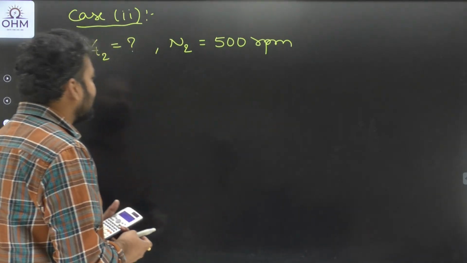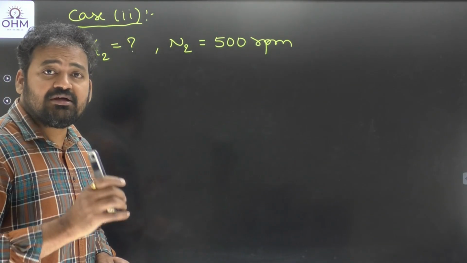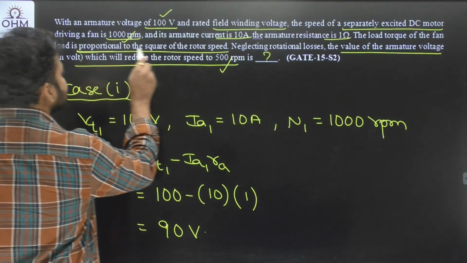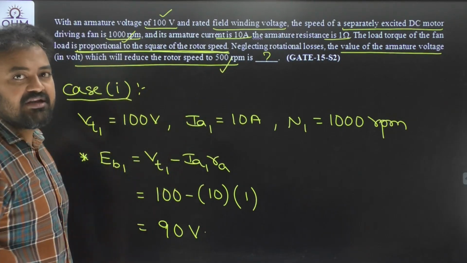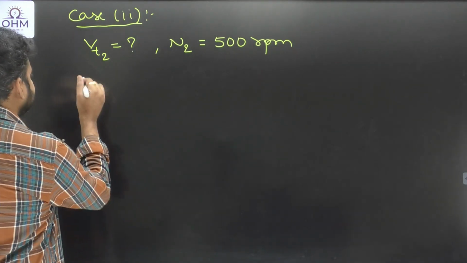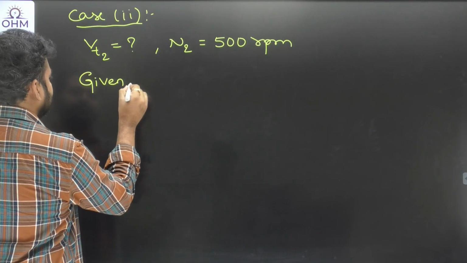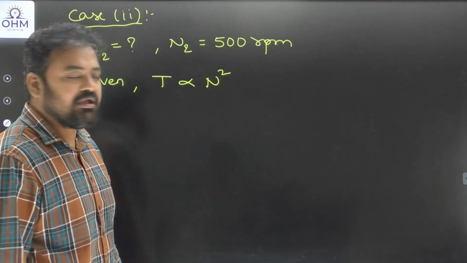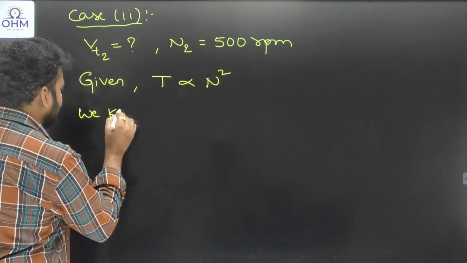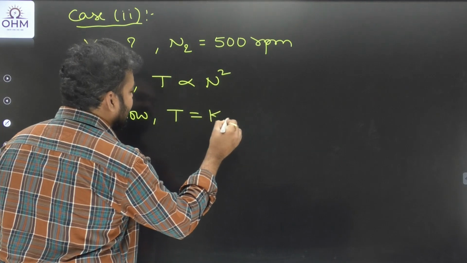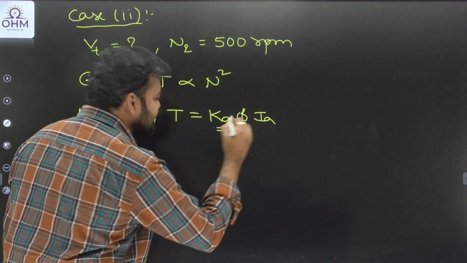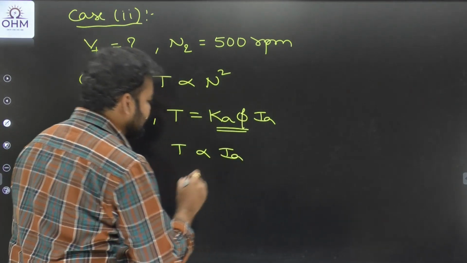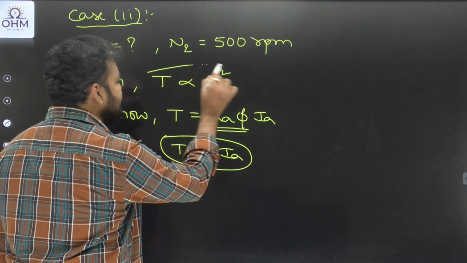So how to find out the new current? That is where you have to understand the condition of the load. What was the condition given in the problem? Load torque is proportional to the square of the speed. That condition was clearly mentioned. So it is given that torque is proportional to the square of the speed. This is not my assumption, it is given. At the same time, we know torque is equal to Ka phi into Ia. And here flux is a constant value because the machine is separately excited. Therefore, torque is proportional to Ia. This is the equation we know.